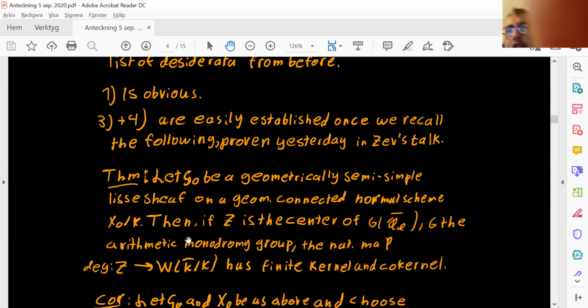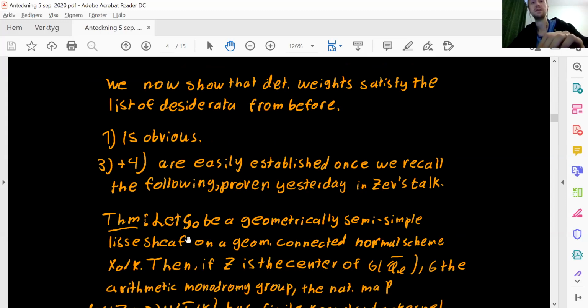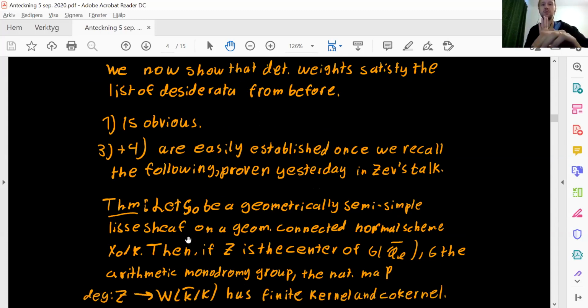Magnus? Yes? So we're not assuming that G0 is semi-simple, right? No, not in the definition of the determinant weights. But you see, we will use this just for the quotient, on the associated graded. So yes, we'll look at the semi-simplification of our lisse sheaf. Yeah, thanks.